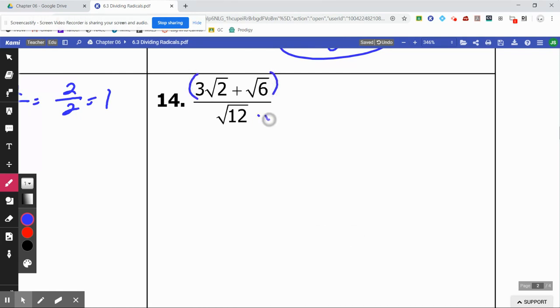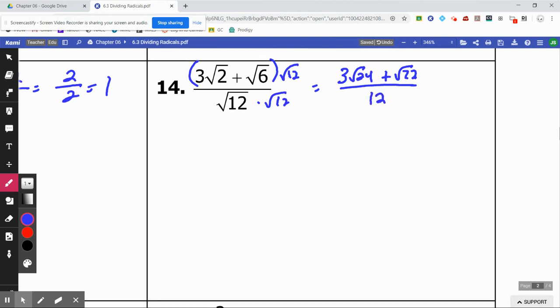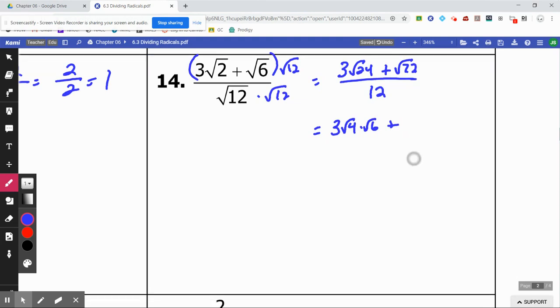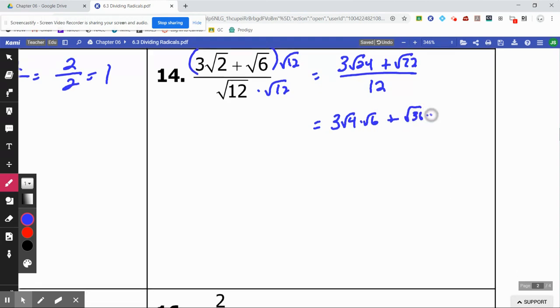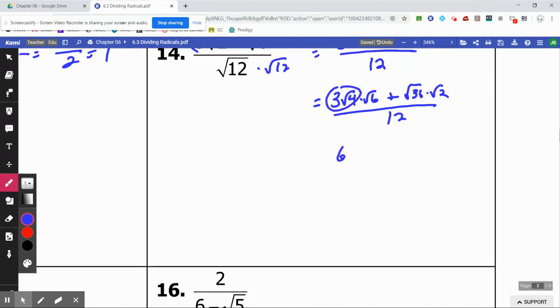Multiply here, top and bottom, by root 12. So on top, you have 3 root 24 plus the square root of 72 over 12. Any radical times itself, we remove the radical. So 3 root 24, let's see, the square root of 24 we can split into root 4 times root 6. Square root of 72, we can split into root 36 times root 2. So now we have 3 times root 4, which is 6 root 6, plus the square root of 36 times square root of 2 would be 6 root 2, over 12.